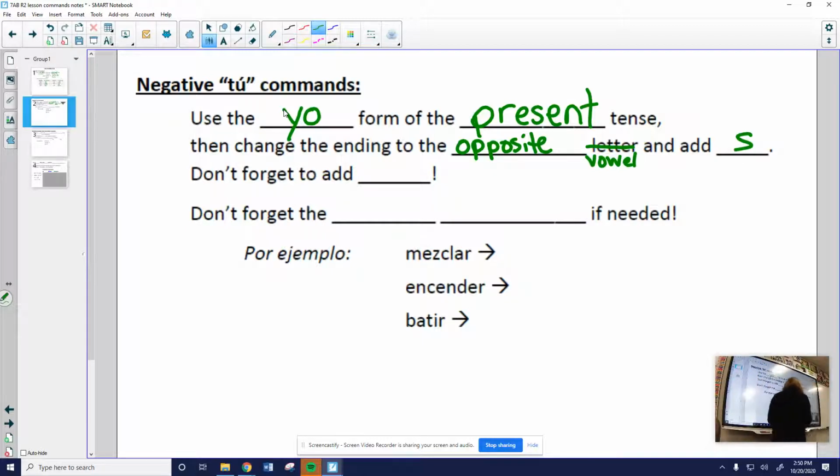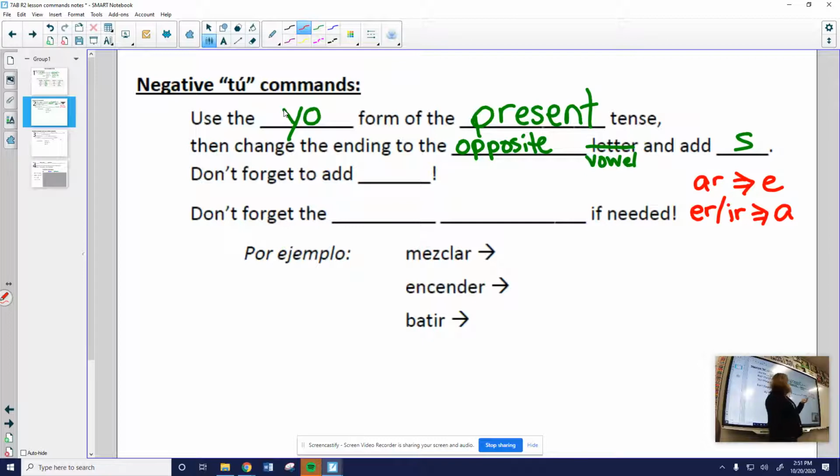And you might be thinking, what are you talking about, the opposite vowel? For example, if your verb is an AR verb, the opposite vowel is going to be an E. If you're making a command out of an ER or IR verb, can you guess what the opposite vowel might be? It's an A. Remember, there's 3 kinds of verbs in Spanish, AR, ER, IR verbs.